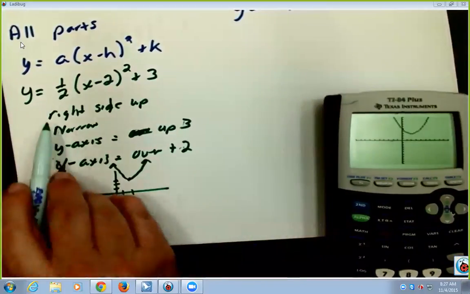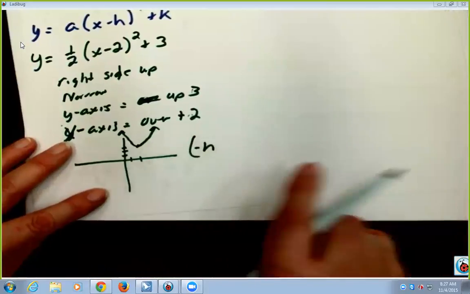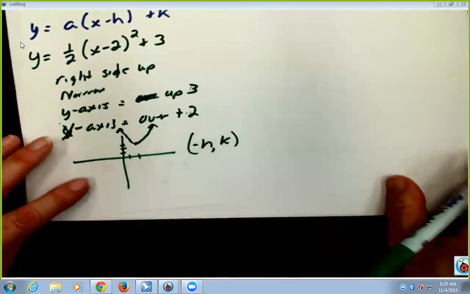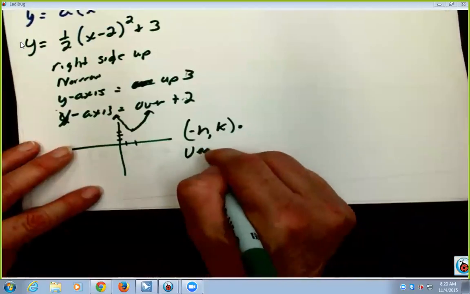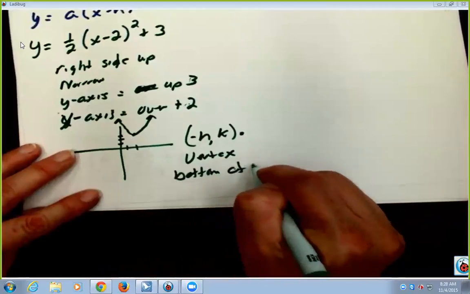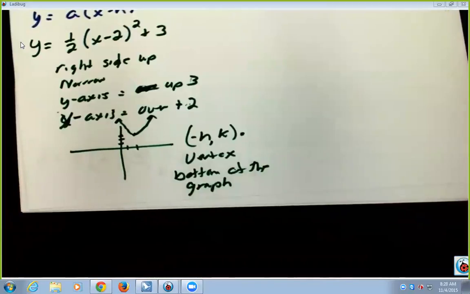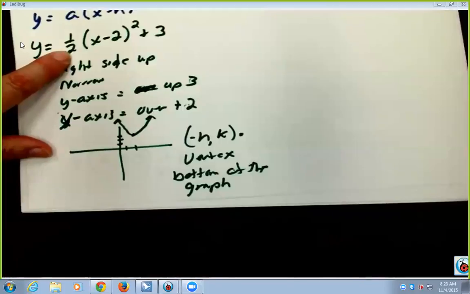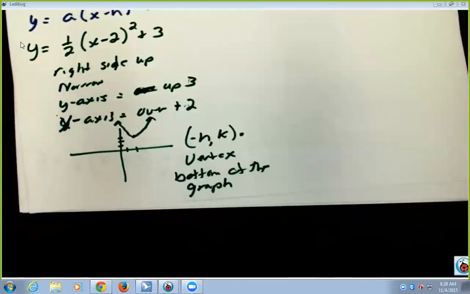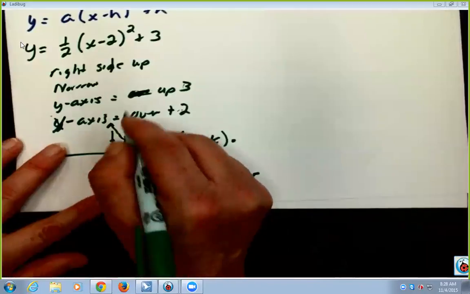So when I put H, the negative of H, and K together, what this forms is the vertex, or the bottom of the graph. It's the bottom of the graph, or the top of the graph if the graph has a negative A. If A were negative in here, then my graph would be upside down and this would show me the top of my graph.